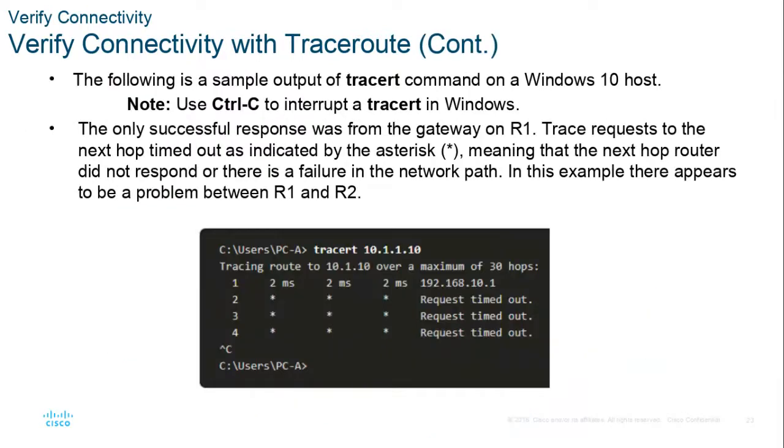So I can type tracert on a Windows machine. In this case, it got to the first router, but it couldn't get to router 2, 3, or 4. So there's a problem between the first router and the second router. If I can't get to the second router, I can't get to the third one or fourth one either.